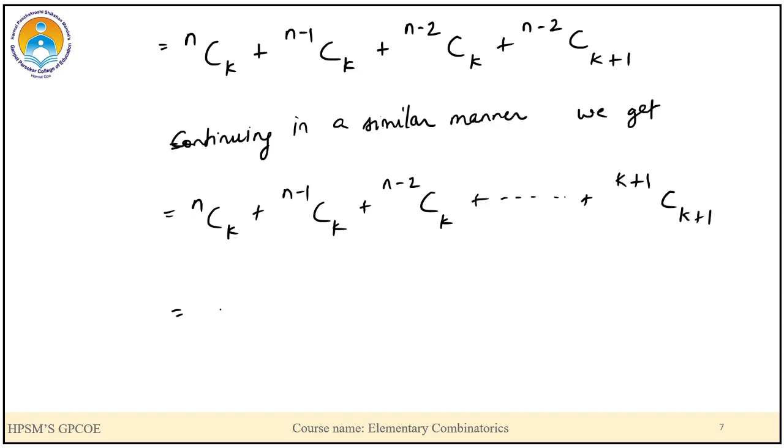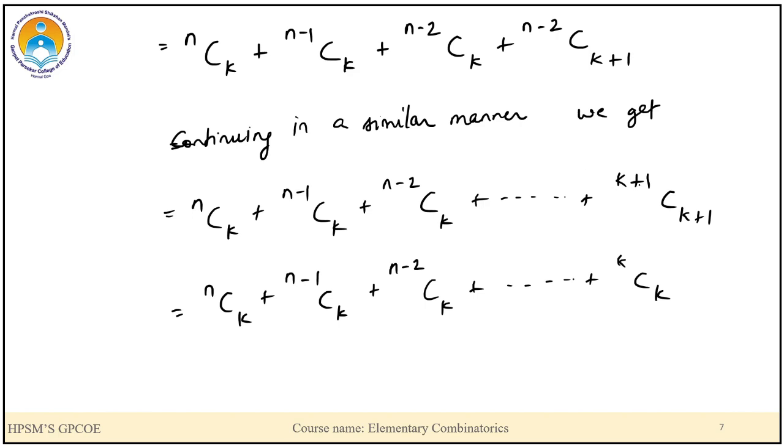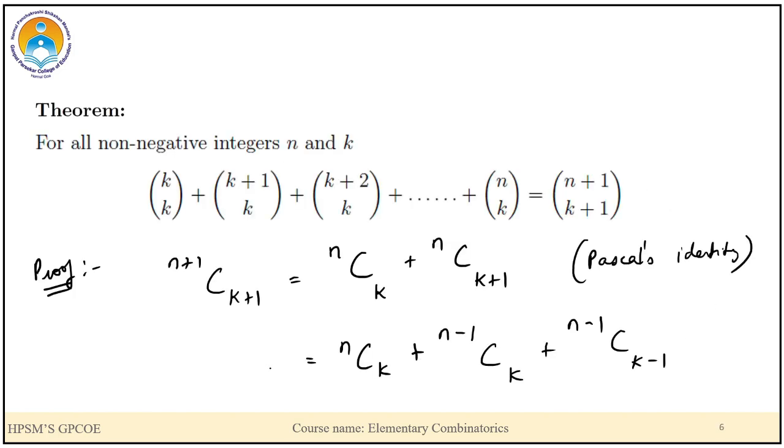But (k plus 1) C (k plus 1) is nothing but k C k. Both of them are equal to 1. This is something you know from basic properties of nCr. So I can simply replace (k plus 1) C (k plus 1) with k C k, and that is how I get the left hand side of my identity, which is k C k plus (k plus 1) C k and so on.